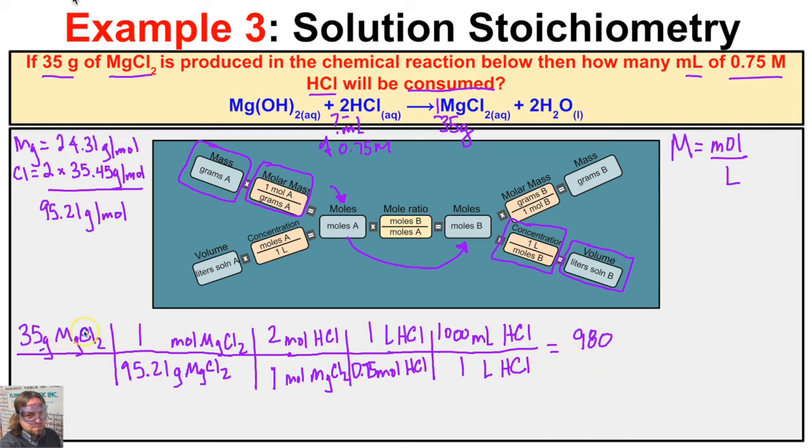what? Well, let's see here. Grams of magnesium chloride cancels. Moles of magnesium chloride cancels. Moles of HCl cancels. Liters of HCl cancels, leaving us with milliliters. And we have 2 sig figs here, and it looks like our answer can only be 2 sig figs. So there we go. 980 milliliters of hydrochloric acid will be consumed. So that's solution stoichiometry in a nutshell, and I hope you guys found this helpful.